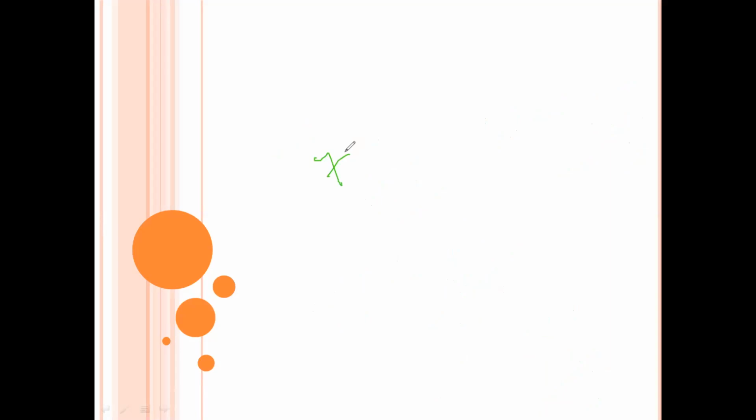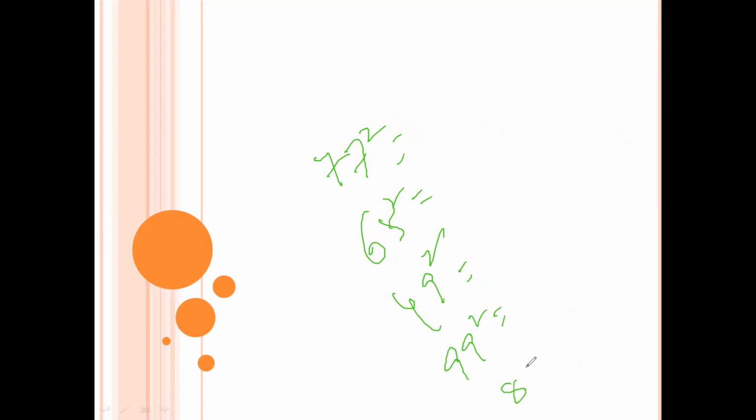Do this one in this way. 77 square, 65 square, 49 square, 99 square, 84 square. So find the squares of all these values. Do it quickly.